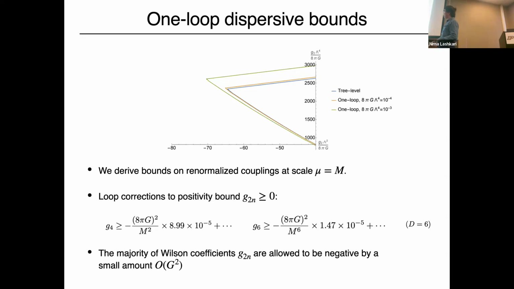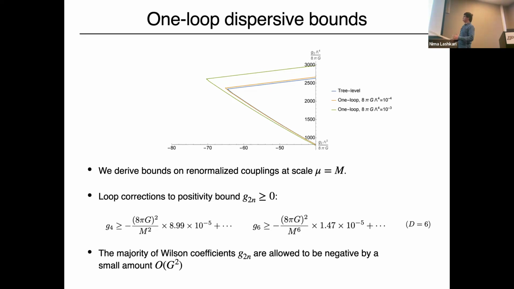And the title of the talk, negativity, comes from this observation, which is the fact that even with gravity, we find that G2 and some roots, these G4, G6 couplings, are also positive at tree level. But at one loop, all of them are allowed to be a little bit negative. But the negativity would be suppressed by G Newton squared.